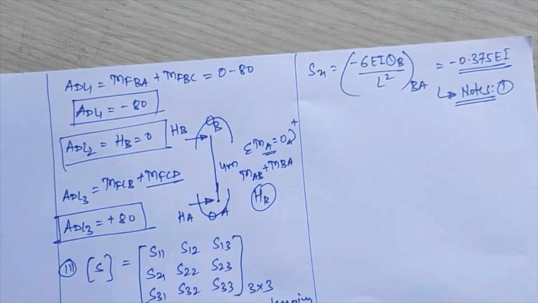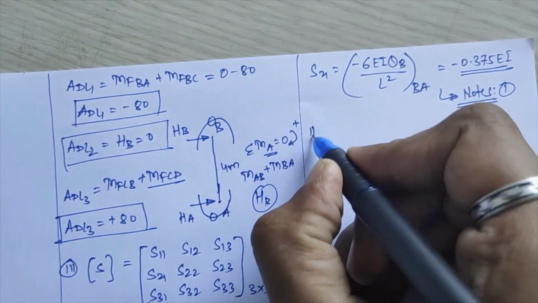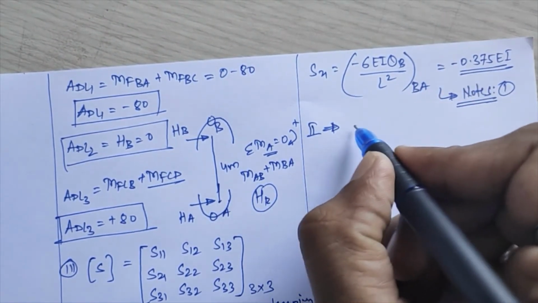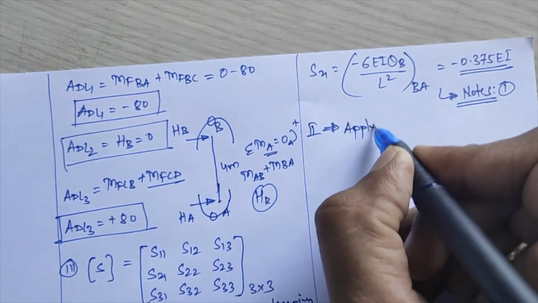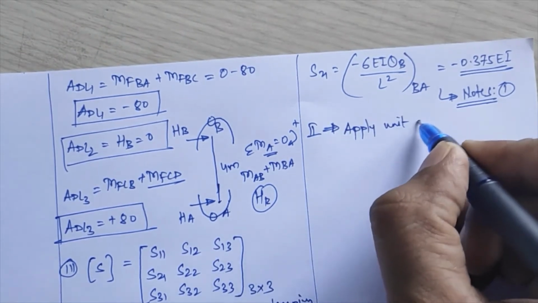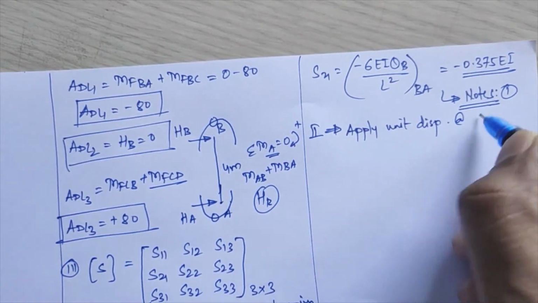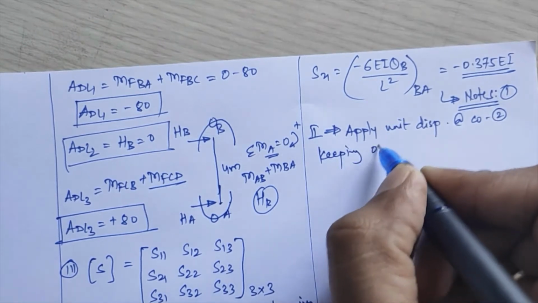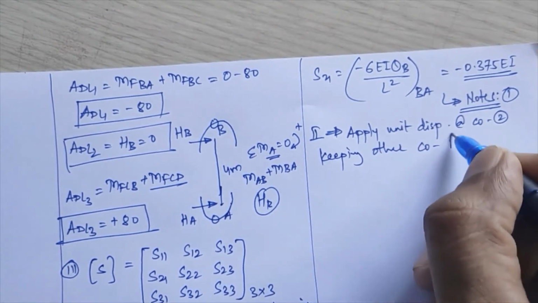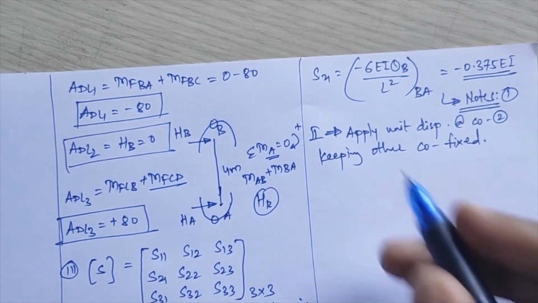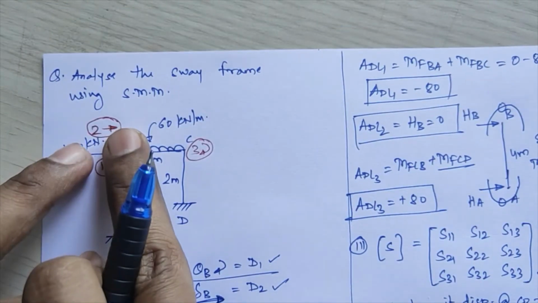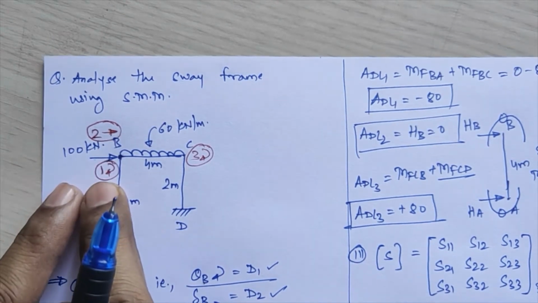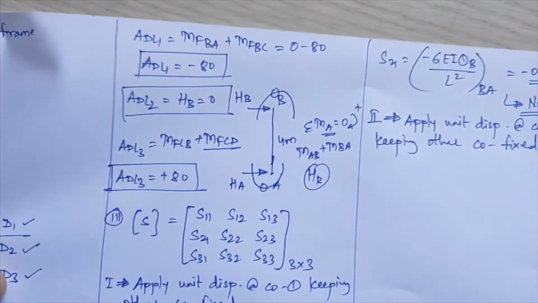Now we will move to your second Roman, that is Roman 2. For Roman 2, what you have to do now is apply unit displacement at coordinate 2, keeping other coordinates again fixed. That means you have to now release joint B for horizontal sway, that is the translational displacement, and fix it for the rotation here. So I will draw the diagram again.